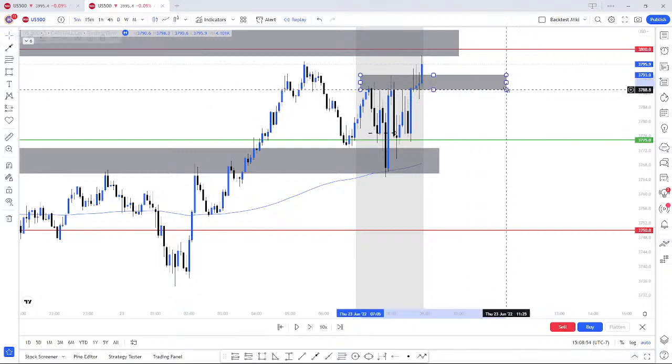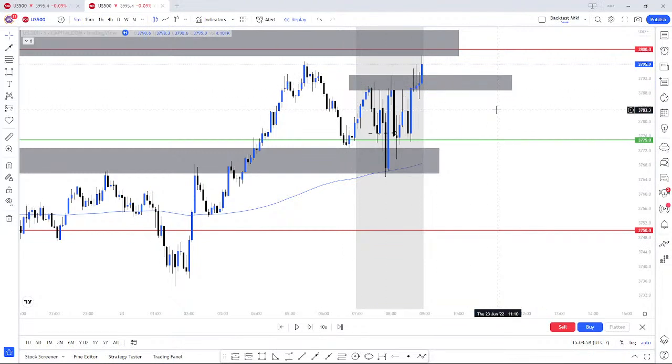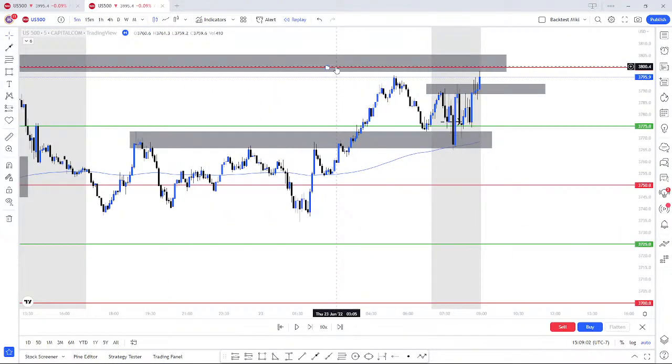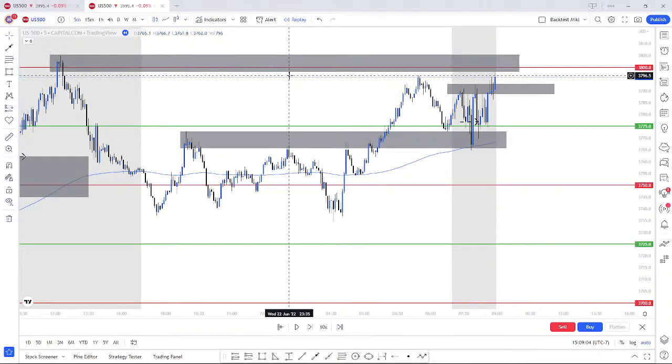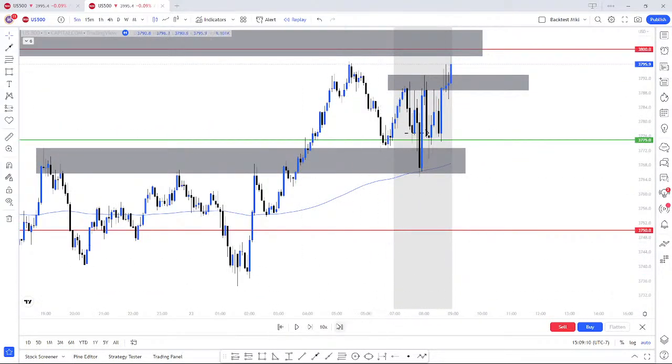Right here, just like this. People would definitely, this is definitely a base for a lot of people. So the question now is, is this even worth it? This base up here? It did reject off it though. So let's see.